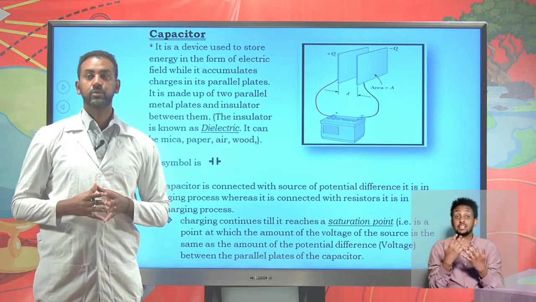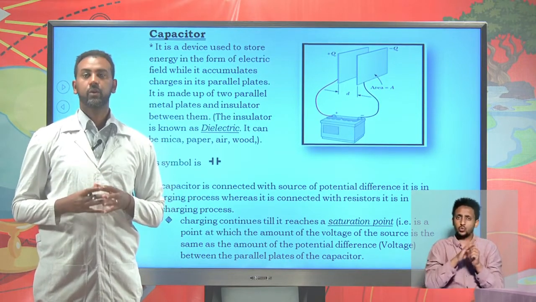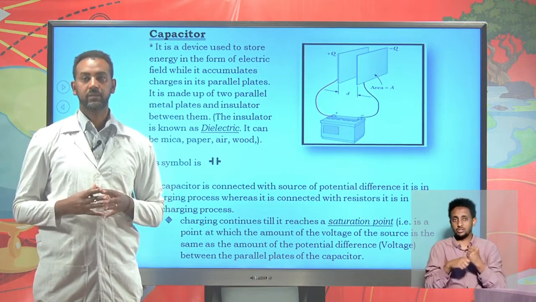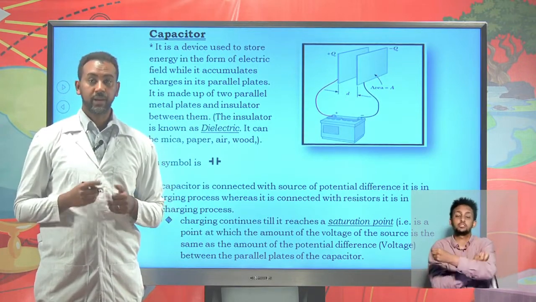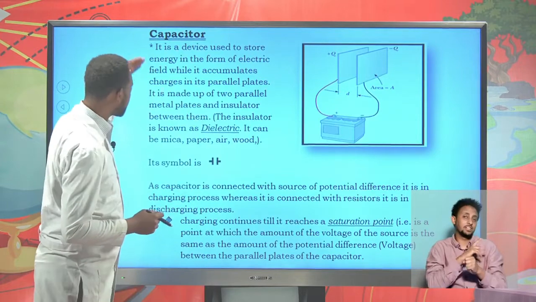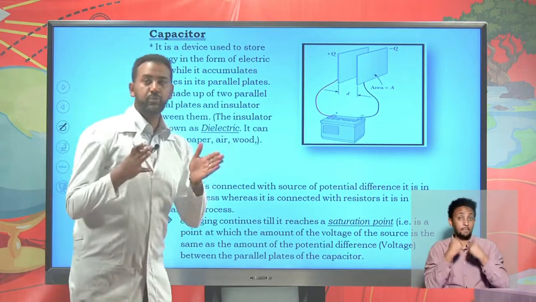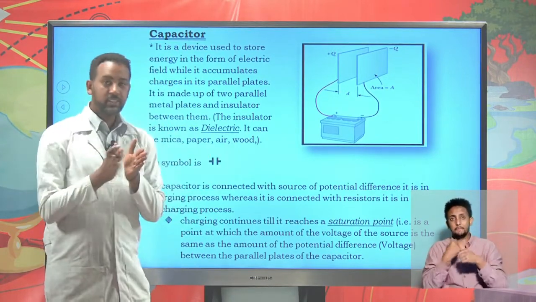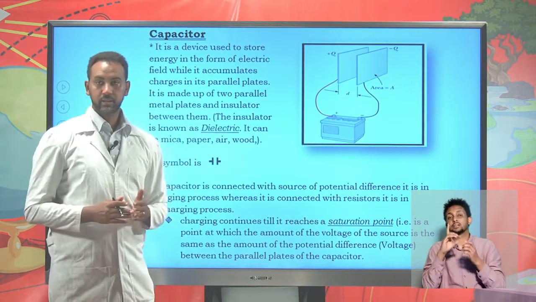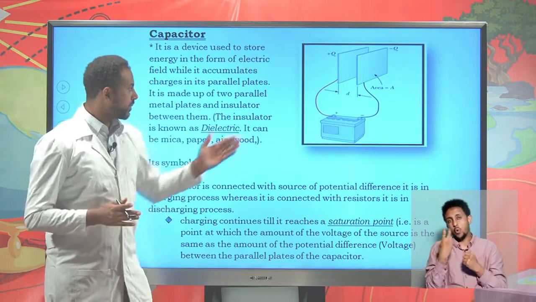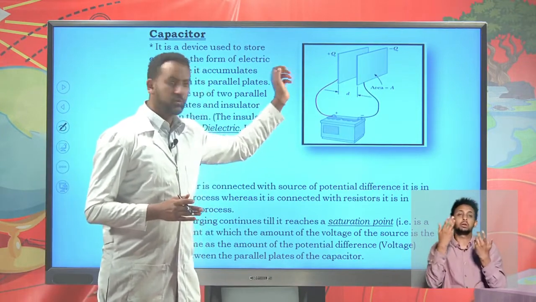A capacitor is a device used to store charges, or to store electrical potential energy in the form of electric field strength. A capacitor is made of two parallel plates with an insulator between them. The insulator is known as a dielectric, and it might be air, mica, paper, wood, whatsoever.